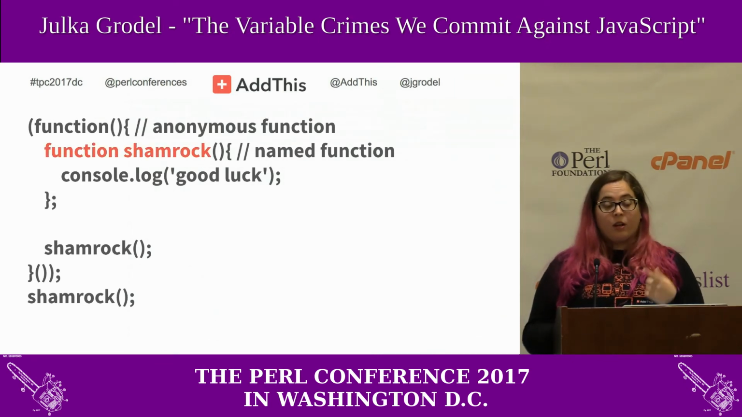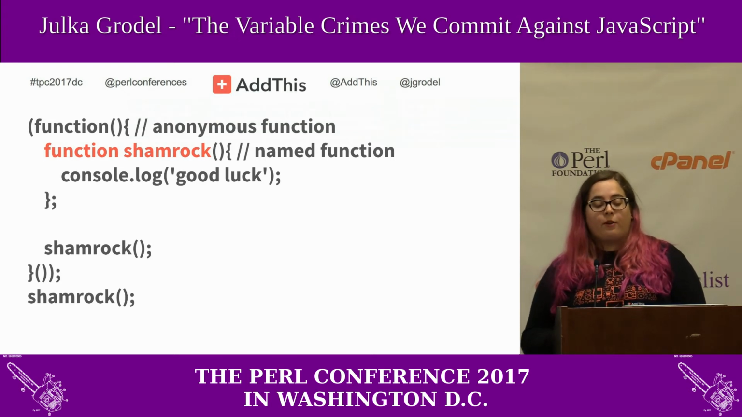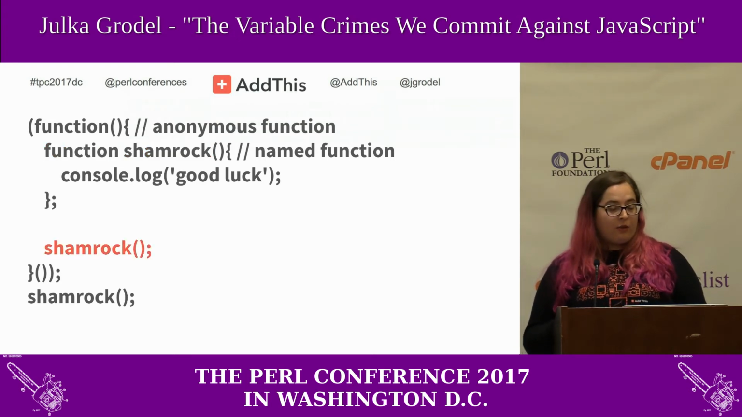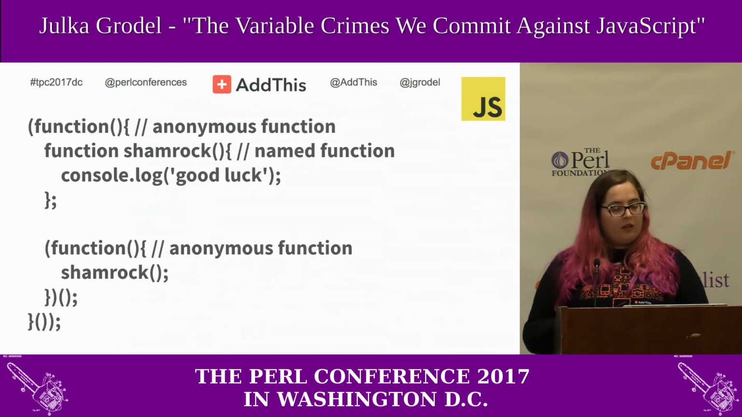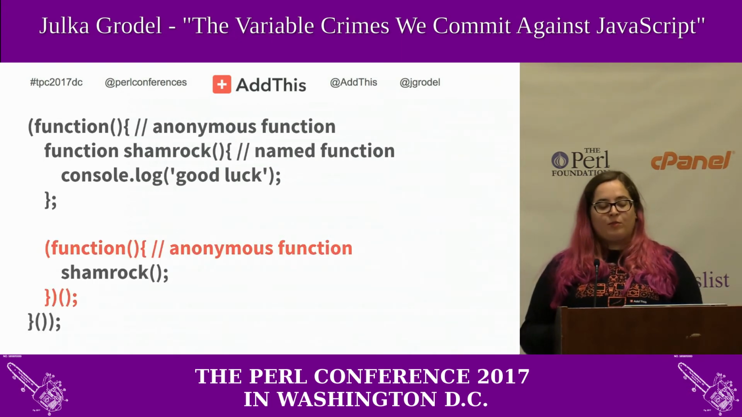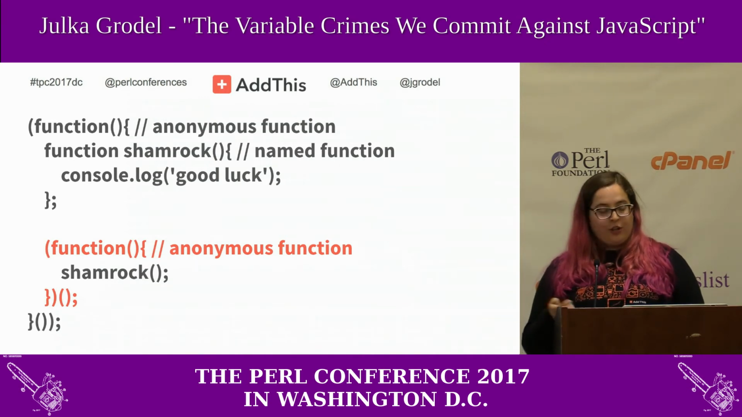Right, so I've got an anonymous function here, but inside of it I have a named function. I have a function shamrock that'll just console log out good luck, and when I call shamrock, I'll get good luck console logged out, but I won't have it available to me out here. And then similarly here, I'm just throwing this into another anonymous immediately executed function. So this is a child scope, and I've got access to Shamrock. It'll console log out good luck.